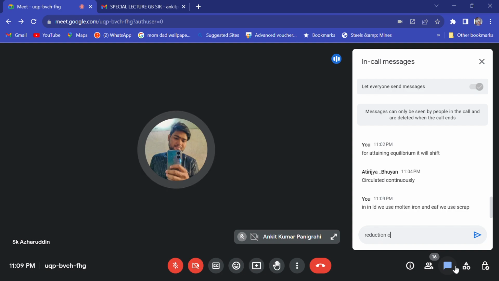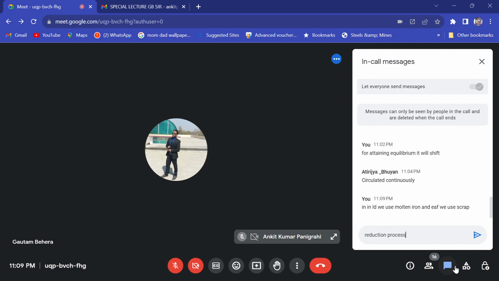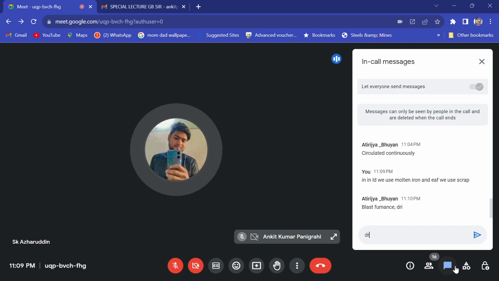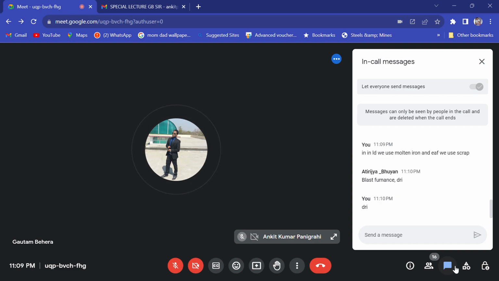So blast furnace iron making, very good. Any other methods? DRI, very good. And the process is called smelting reduction process. Basically, three processes: one is blast furnace iron making, one is DRI or sponge iron making, and the other is the smelting reduction process. That is called SR, smelting reduction process.